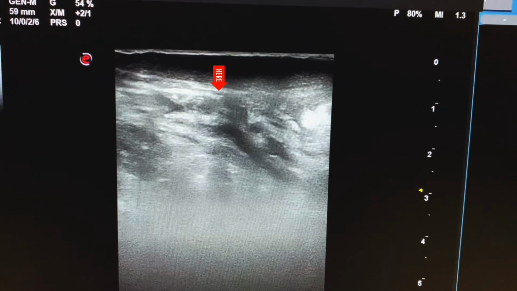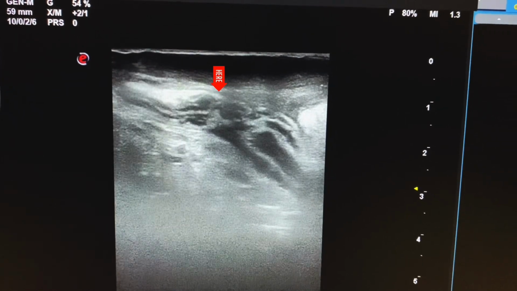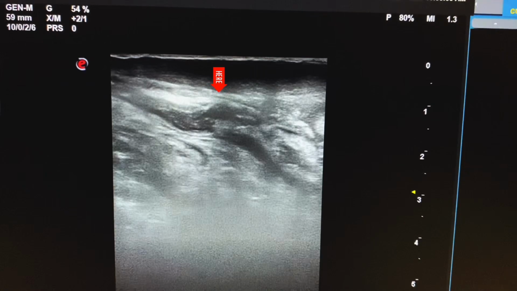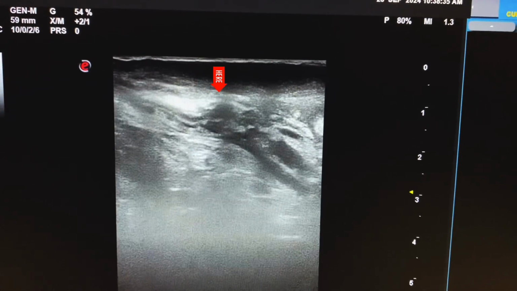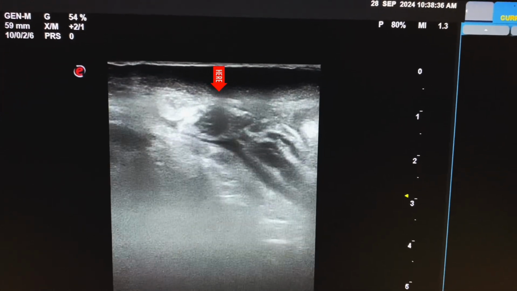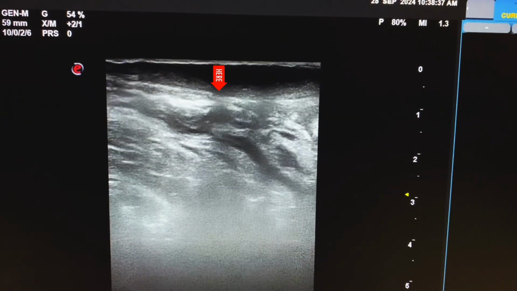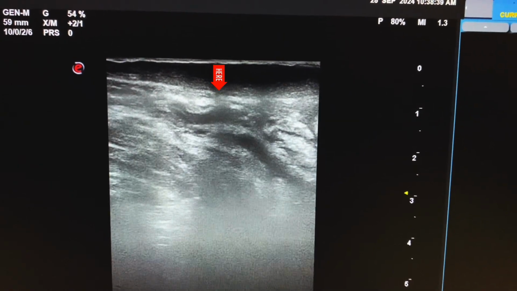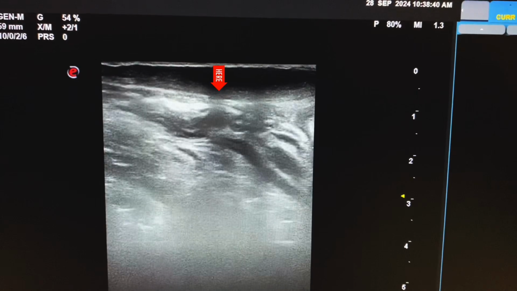Here we see the spermatic cord, which also shows heterogeneous texture and increased echogenicity. The size of the spermatic cord is also mildly increased.